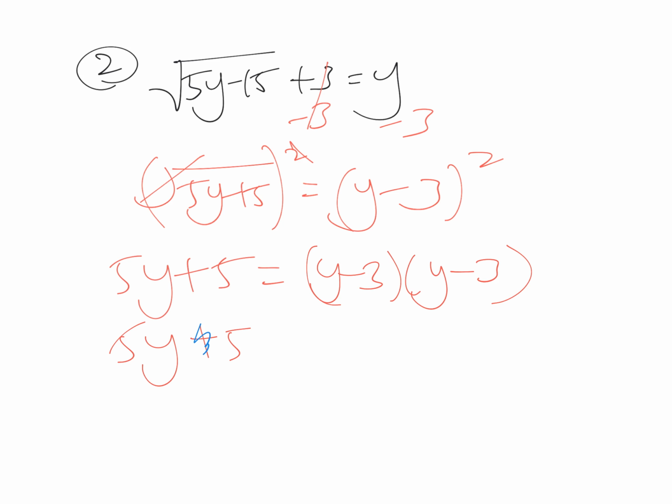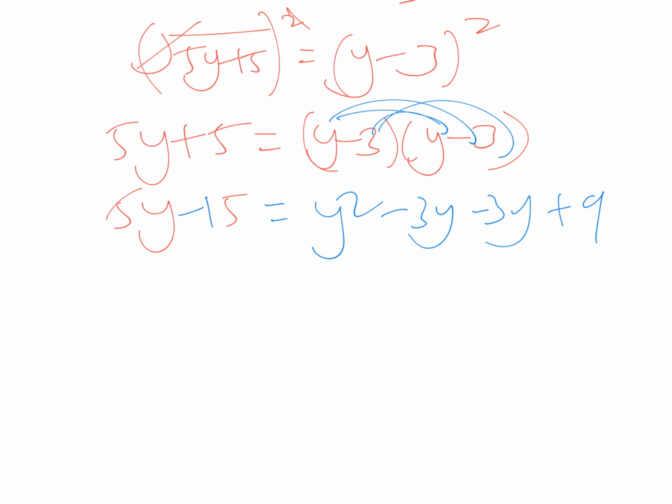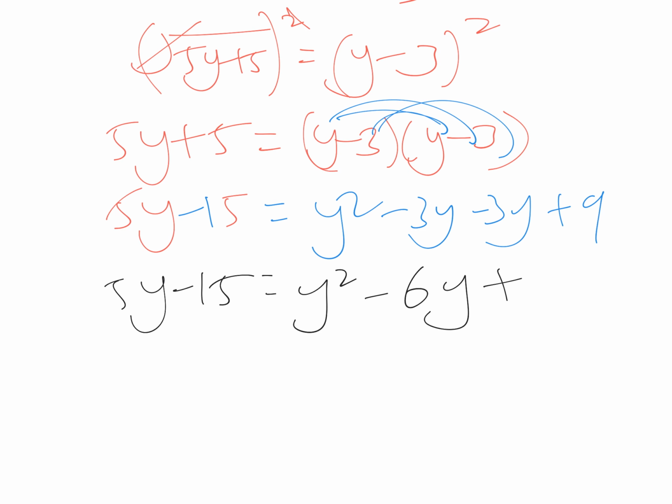Let me erase it. Minus 15. So that's now going to equal y squared minus 3y plus 9. You can pause videos and solve on your own, or you can just keep going with me. 5y minus 15 equals y squared minus 6y plus 9.